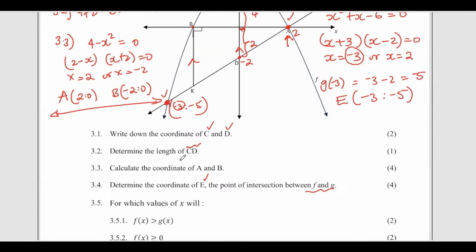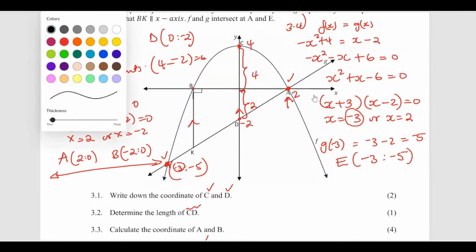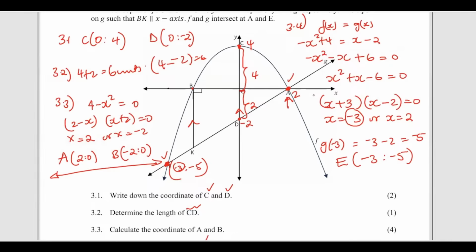Okay, so where do we find f to be greater than g? So let's go up and see. Where is f greater than g? In other words, where do we see f to be above g?